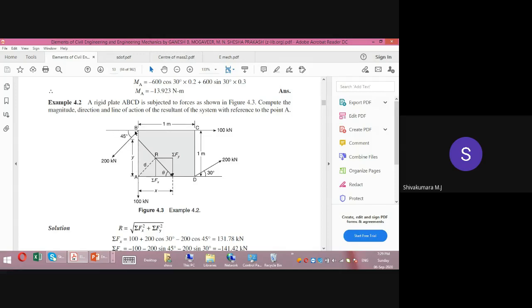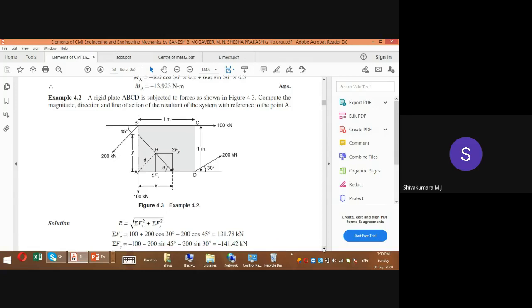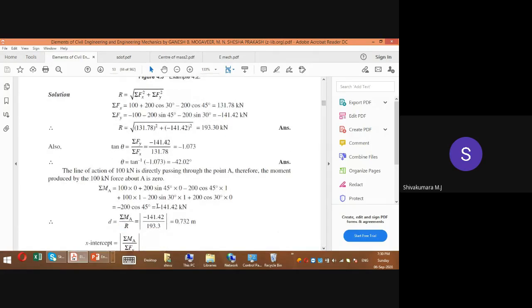Now the horizontal component, 200 cos 45 towards the left. If you hold point A firmly and pull this object with a force of 200 kilonewton cos 45 in this direction, what is the direction of rotation? Anti-clockwise. So it is minus 200 cos 45. Totally how many terms will come for the calculation of moment here? One component from 200 kilonewton, one from 100 kilonewton, one from the other 200 kilonewton. Totally three components. So in the determination of location, the summation of moment at A: this is 0, this is 0, not necessary to consider. Minus 200 cos 45 into 1 meter, plus 100 into 1 meter, and minus 200 sin 30 into 1 meter.